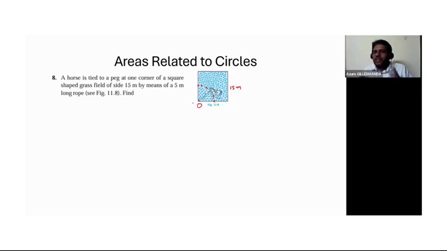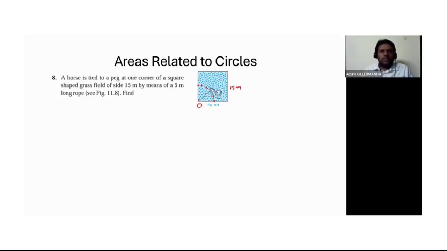But here, as this is a square field, it can cover the area of a quarter of the circle, right? It cannot go the full circle because the field is only in the square shape and it is tied at the corner. So it can cover the first quarter, or 1/4 of the circle from here to here. Understood? If you understood that, then it is easy to solve this problem.